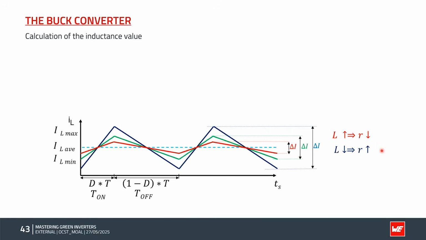So that's the one in red. That's the very small delta I basically. So that's great. You've got very low ripple, very good noise performance, very good EMI performance. But that means your inductance is big in value and big in size as well. And vice versa, if you go in the other direction, if you make it too big.